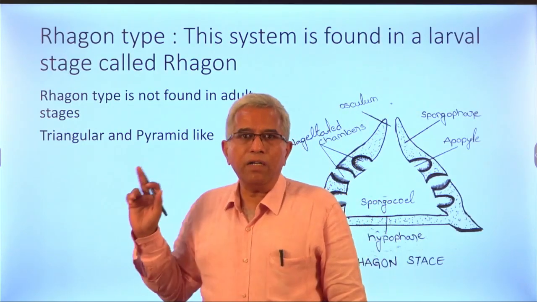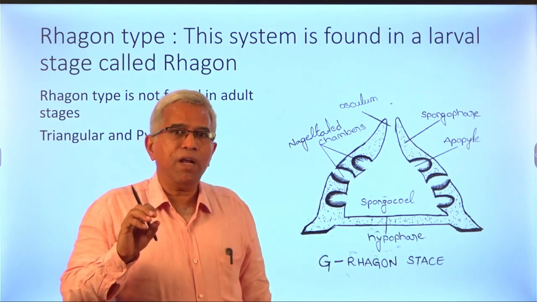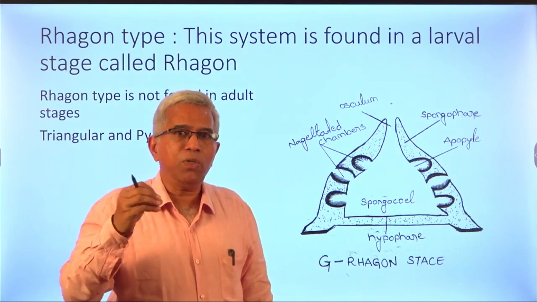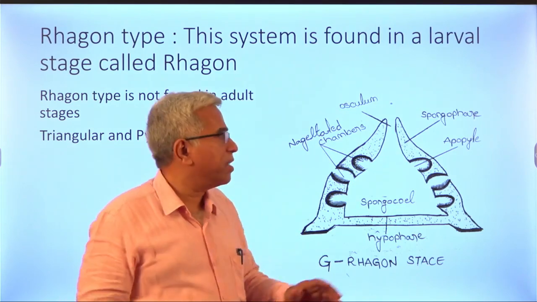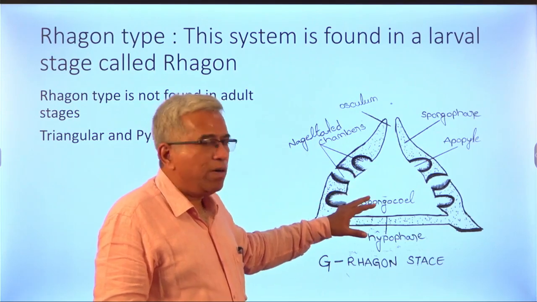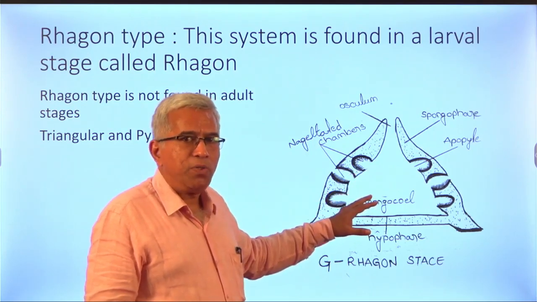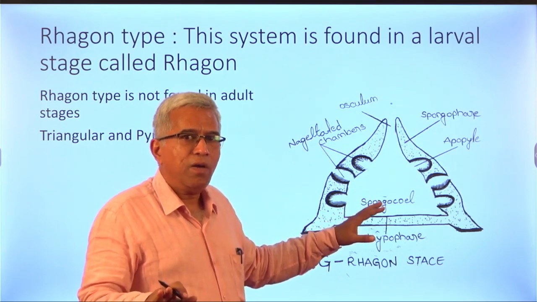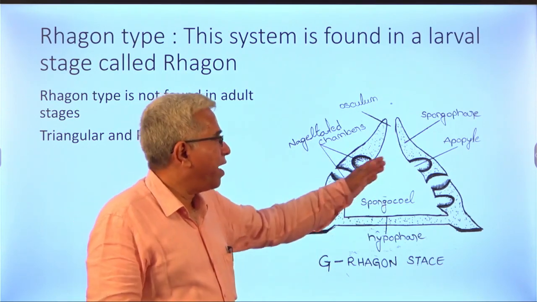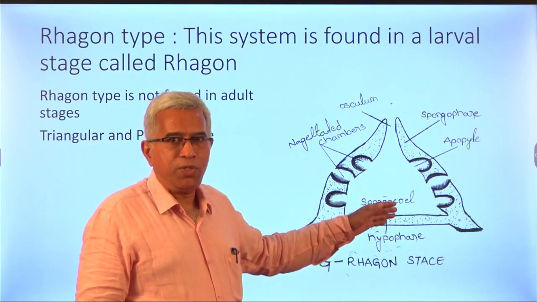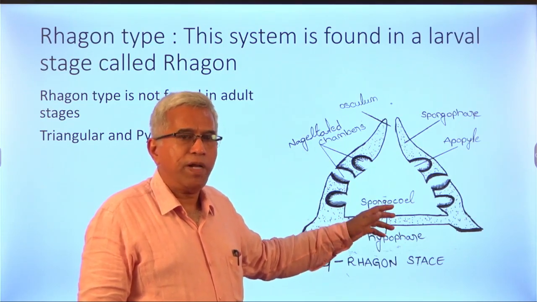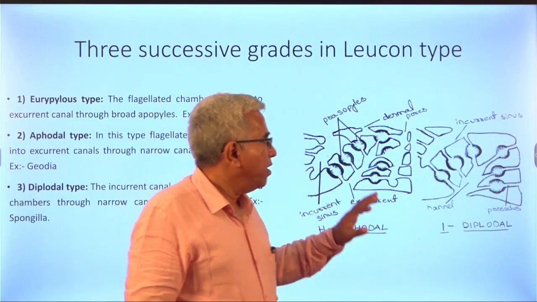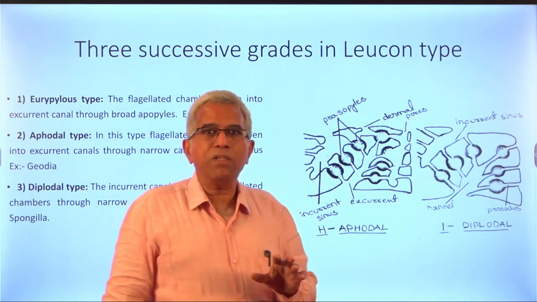And coming to Ragon type, of course, in Leucon type, there are 3 more evolutionary models. We will come to that in the next slide. Let us see this Ragon type. This Ragon type is not found in any adult sponge, but it is found in the larval stages. It's either triangular or pyramidal in nature. And let us see the different models of the Leucon type.